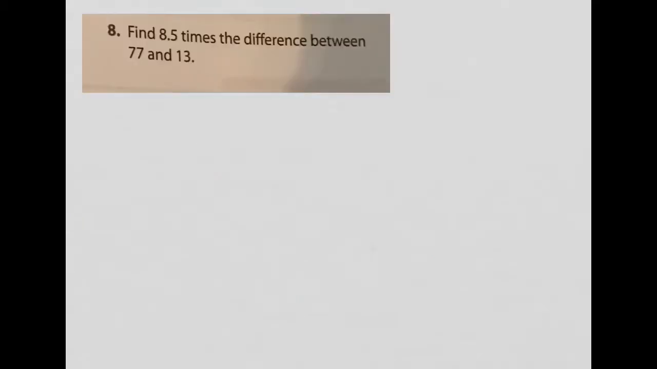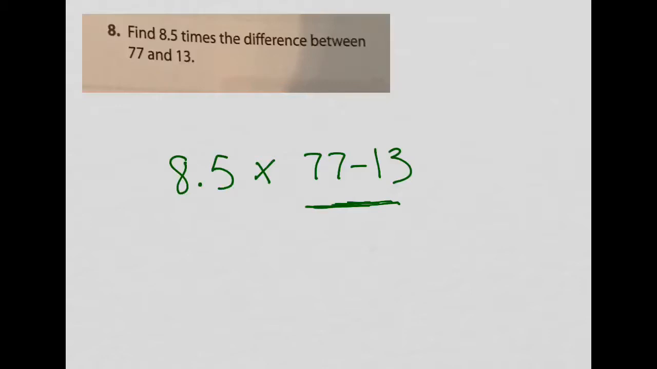Here's problem number 8 we'll work together. Find 8 and 5/10 times the difference between 77 and 13. All right, so it's asking me to find 8 and 5/10 times the difference between 77 and 13. Okay, so looking at this problem, if I were to solve it based on order of operations, I would do multiplication before I would do the subtraction here, but that's not what the problem's asking me. It wants 8 and 5/10 times the difference of 77 and 13.